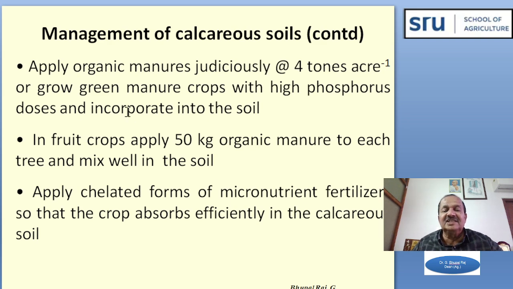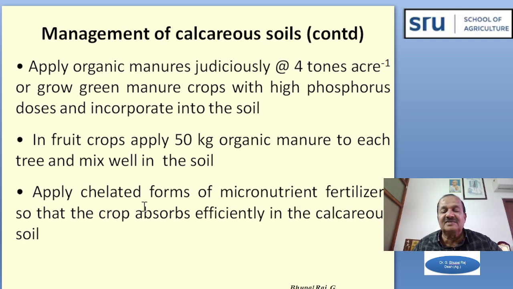In addition to this spray, we have to apply organic manures very judiciously. 4 tons of farmyard manure per acre we have to apply. Or we have to grow green manure crops with high phosphorus doses within the trees and incorporate them into the soil. In fruit crops, we have to apply 50 kilograms of organic manure to each tree and mix well in the soil, and apply chelated forms of micronutrient fertilizers so that the crop absorbs efficiently in calcareous soils.